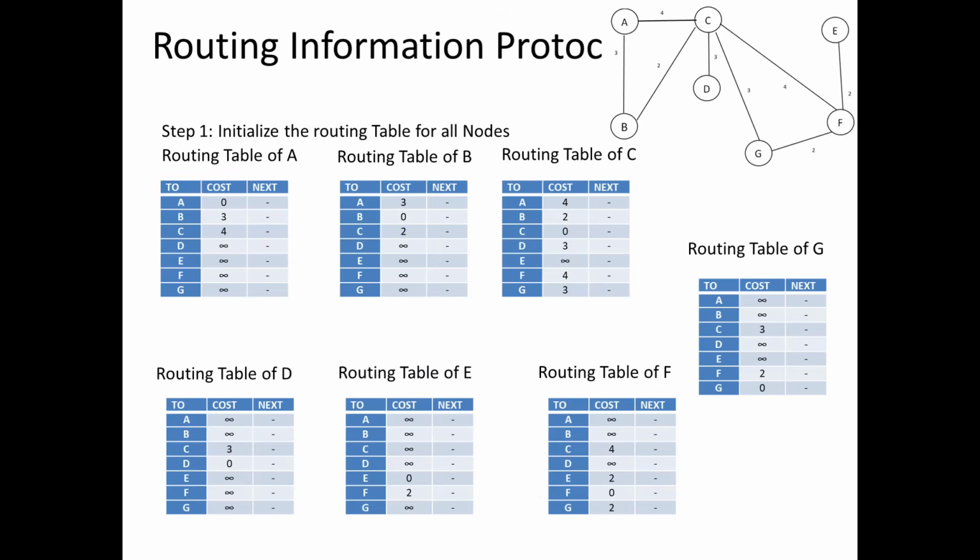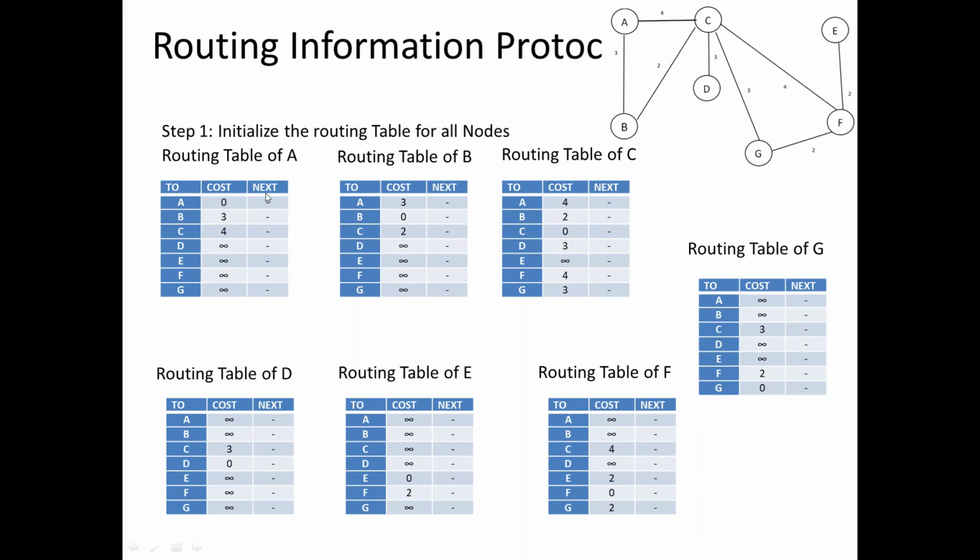So to start with the solution, we have the network. I hope in the top corner I have the network for your reference. Now step one is that we have to initialize the routing table for all the nodes, from A, B, C, D, E, F, G. When the nodes are directly connected, if you take the routing table of A, we have three values in the routing table: the node to connect to, and the cost. What is the cost to connect with this particular node?